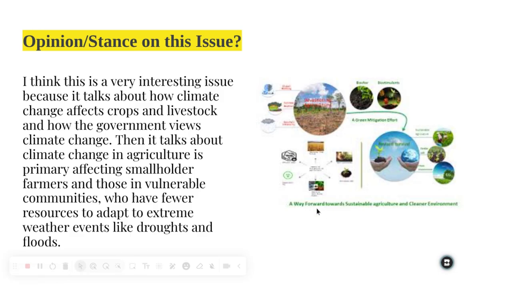And in this picture, it says a way forward towards sustainable agriculture and cleaner environment. It has some of the details right here that's something to do with what I said right now.